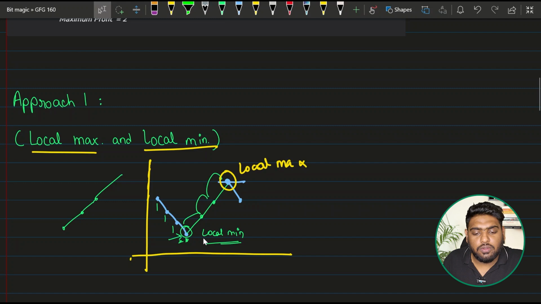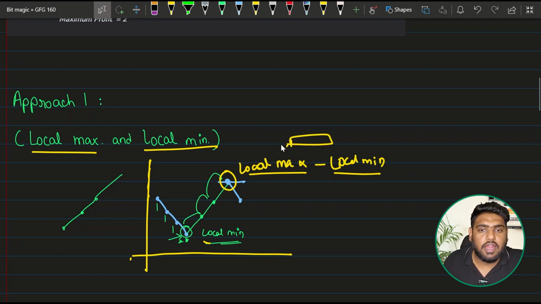Now that we have both local maxima and local minima, I'm going to book the profit. How do I do that? I take the local maxima's value and I subtract the local minima's value from it. So whatsoever profit I have, I would store that. Next, when this iteration is done one time, the next profit booking would go on.